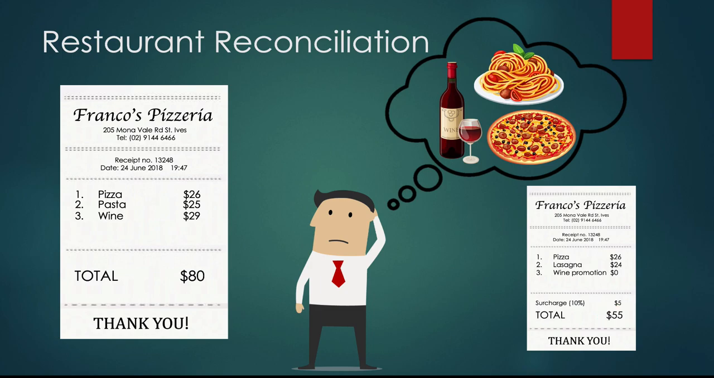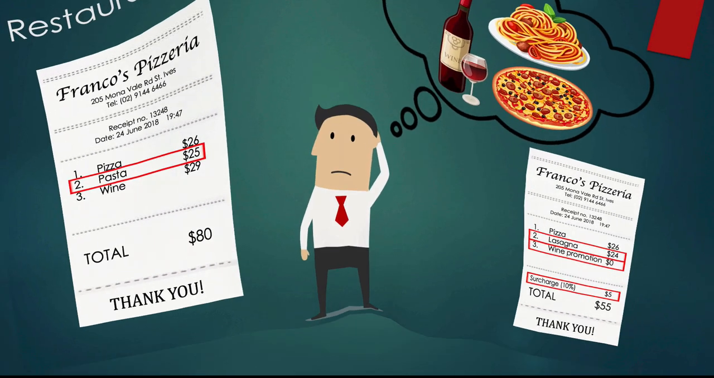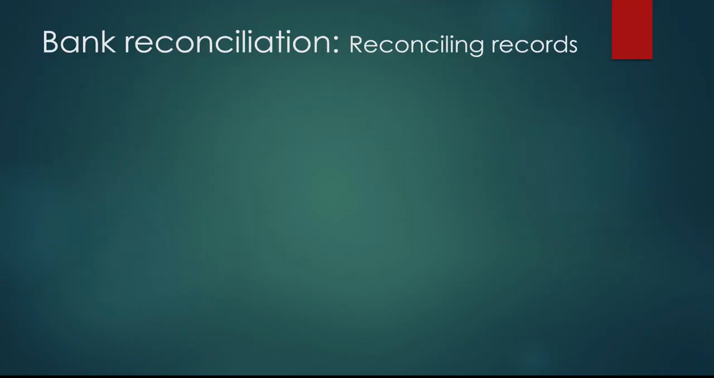First, you would identify and correct any unrecorded items by either party. In this case, they forgot to record the pasta. The next step is to do the same thing for any errors. Here, they accidentally charged you extra for the lasagna. And finally, you check for any unexpected deductions or extra charges. This is more or less the same for the bank reconciliation process.